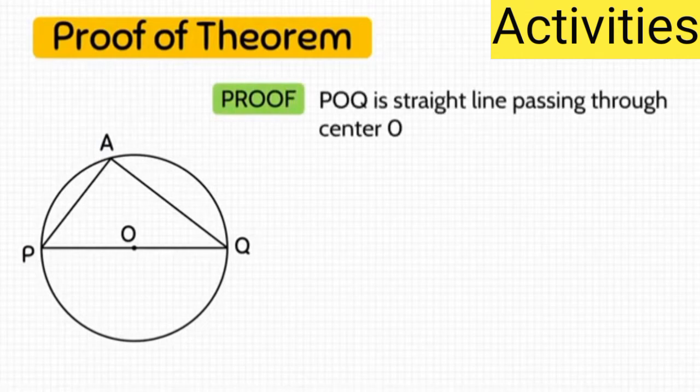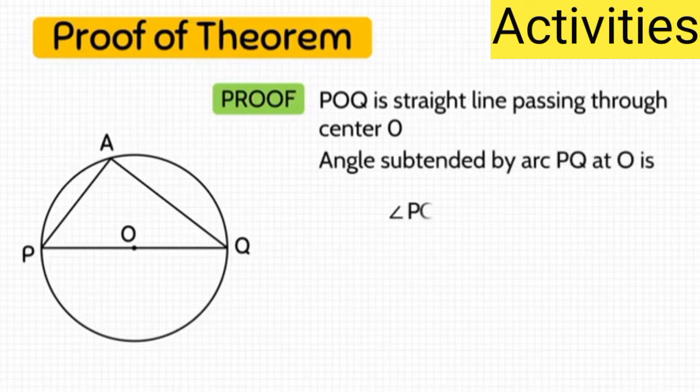Students, we know POQ is a straight line passing through center O because we are given PQ is the diameter of the circle. So the angle subtended by arc PQ at center O will be 180 degree. It means angle POQ equals 180 degree. Let's mark it as 1.